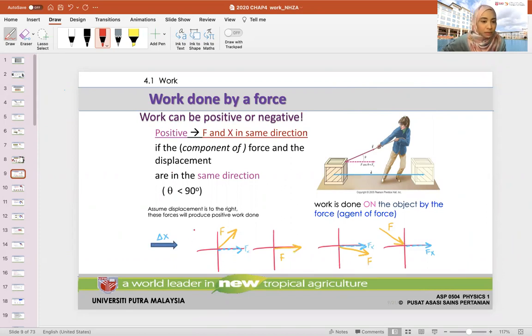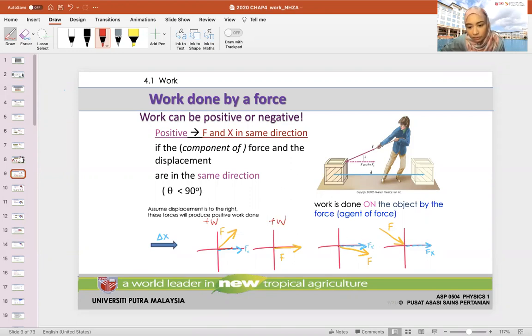So if my displacement is to the right and I have an F component in this way, I resolve my F component. I have Fy over here and Fx over here. So Fx is in the same direction as delta x. Therefore, I would have positive work done. And this one is obvious. The force is in the same direction as displacement, so you would get positive work done.